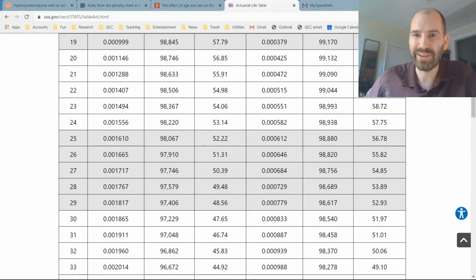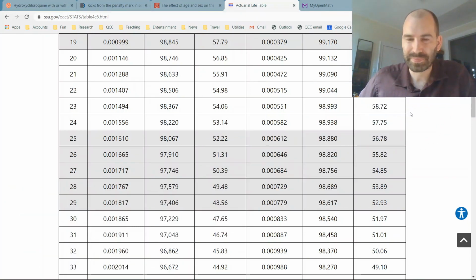I just thought that was neat. So this is some neat data. If you want to go here, it's the ssa.gov website. You can just look at the actuarial life expectancy. It's kind of fun to look at.